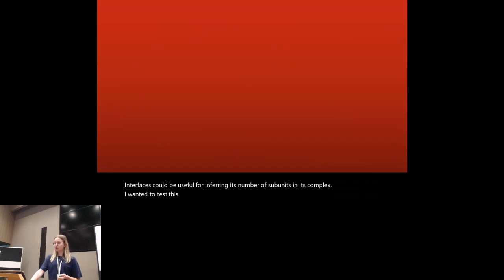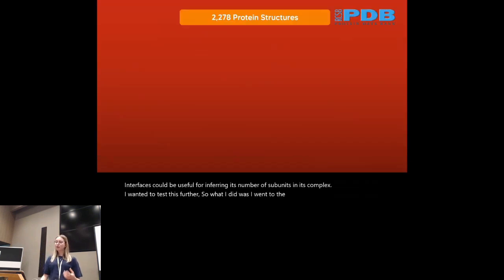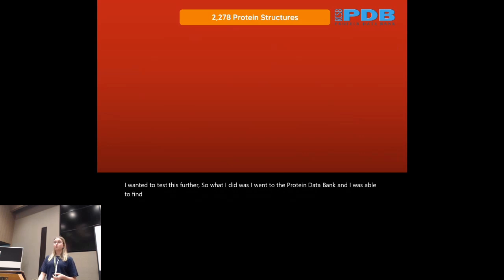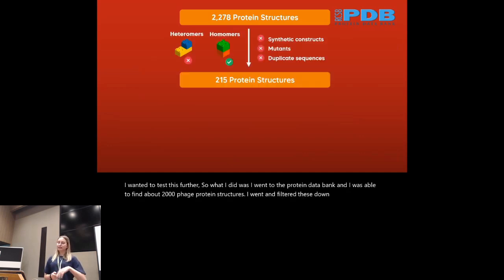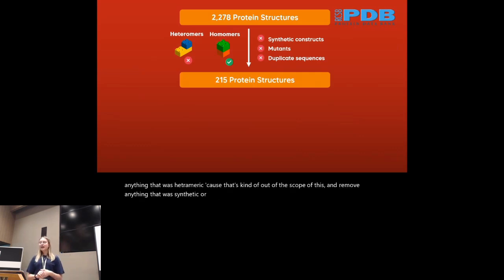So what I did was I went to the Protein Data Bank and I was able to find about 2,000 phage protein structures. I filtered these down further, removing anything that was heteromeric because that's out of the scope of this, and removed anything that was synthetic or mutated. I was left with 215 phage protein complexes to investigate further.